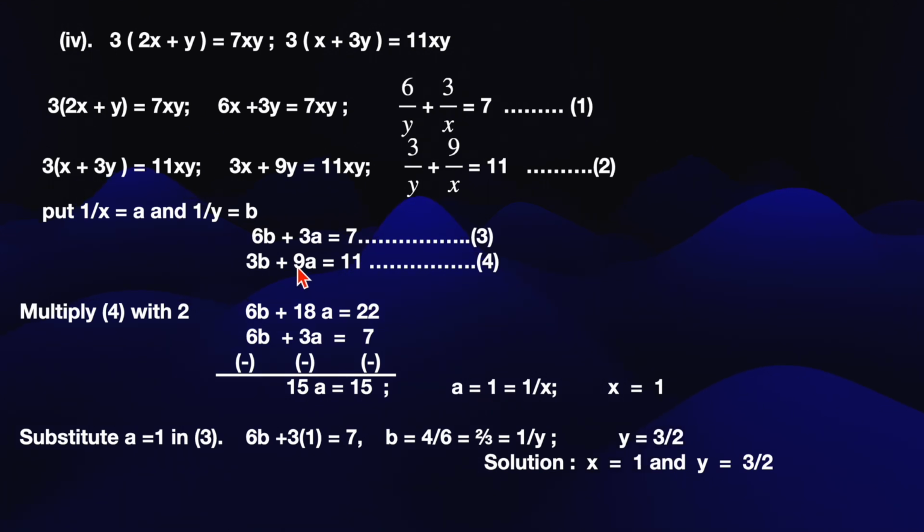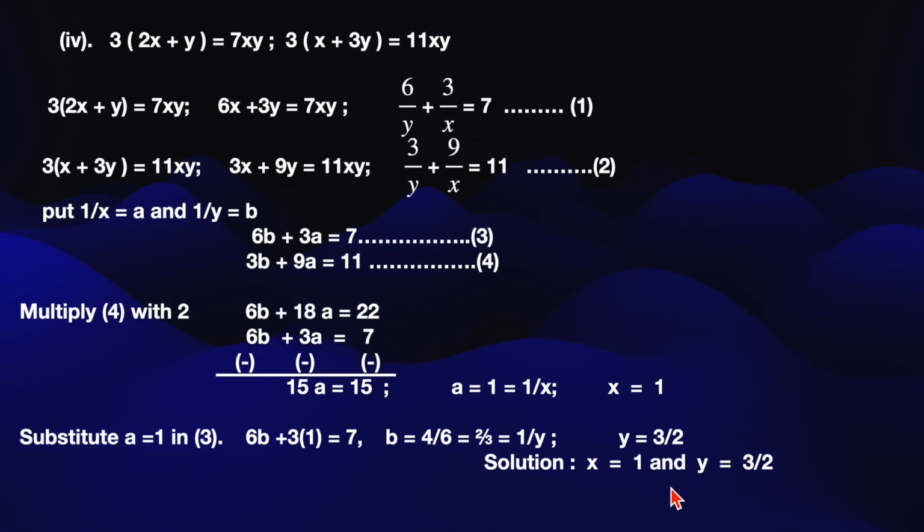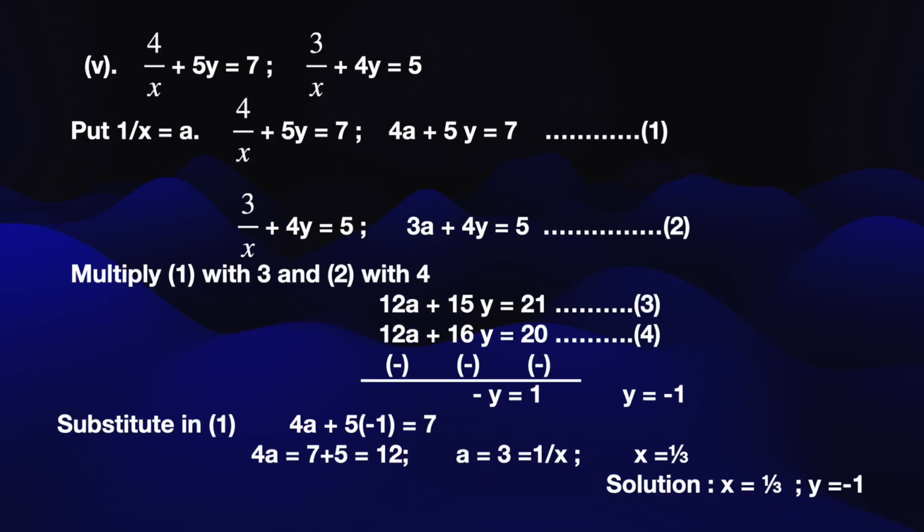But what is a? A is 1 upon x. So write down 1 upon x. So x is equal to 1 upon 1, that is 1. Okay. Now substitute this value of a is equal to 1 in this equation and get the value of b. You will get 2 upon 3. Now b is what? 1 upon y. So 2 upon 3 is equal to 1 upon y. So y is equal to 3 upon 2. So this is the solution. x is equal to 1, y is equal to 3 upon 2.